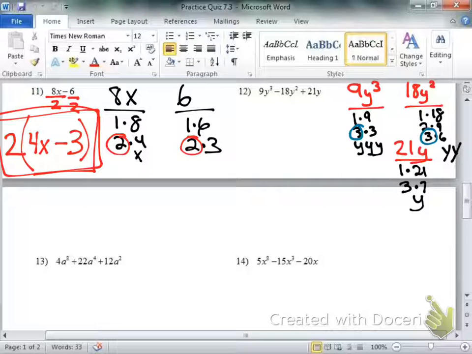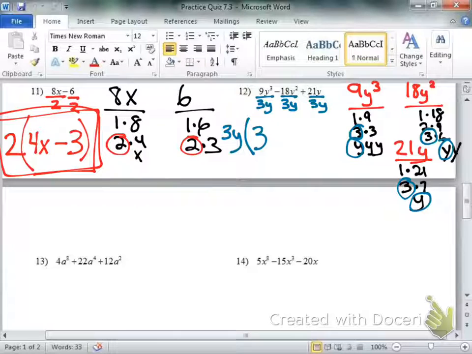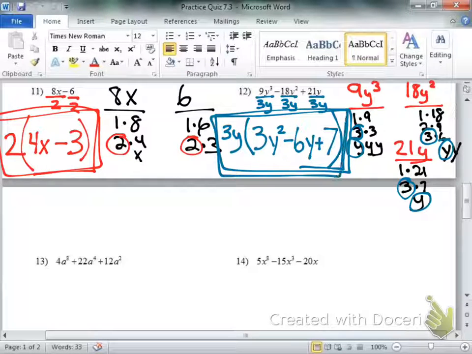3, 3, 3, y. 3y works. So I'm going to write 3y in the front. Then I'm going to divide every term by 3y. 9 divided by 3 is 3. You had y to the third, but you're taking one of those y's out to the front. So that's a y squared. Minus 18 divided by 3, 6. You had y squared, but you're taking one of the y's to the front. So just y to the first. Good. 21 divided by 3, 7. You had a y, you're taking it to the front. So no y's. There you go. Distribute it back out to check, and you should be good.